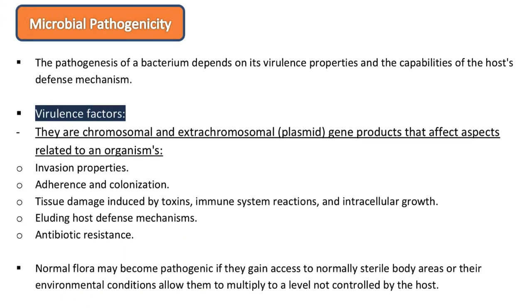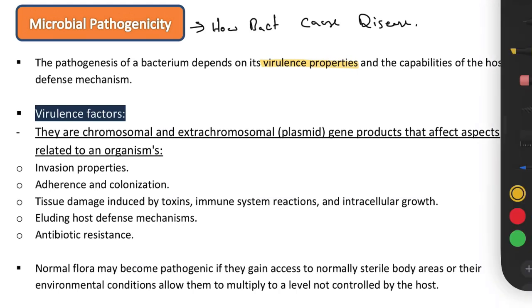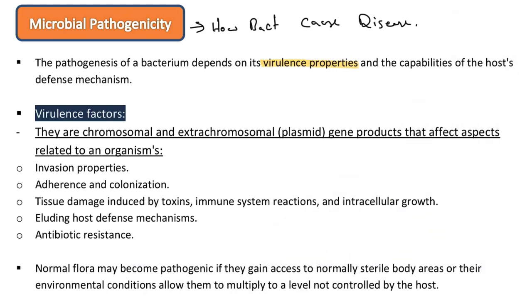Okay, next our topic will be microbial pathogenicity. Microbial pathogenicity means we have to focus on how bacteria cause disease. This thing we call microbial pathogenicity. A bacterium becomes pathogenic based on its virulence factors or virulence properties. So we can see here these are the genes, these are the gene products from chromosomes or plasmids.